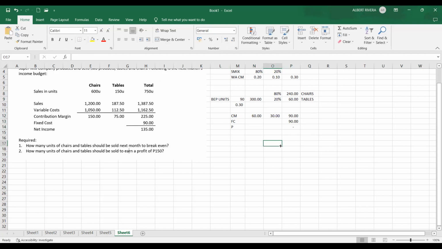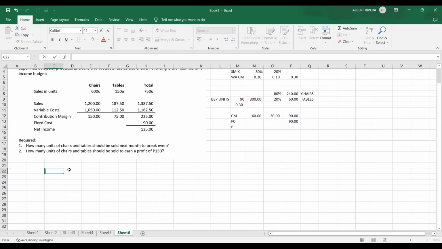Okay, so in item 2, how many units of chairs and tables should be sold to earn 150 pesos? Just like in a single product that we have discussed earlier, what you need is to add this 150 target profit to its corresponding fixed cost to determine the number of units to be sold to earn a profit of 150. So to solve the next requirement, what you need is 90 plus 150.